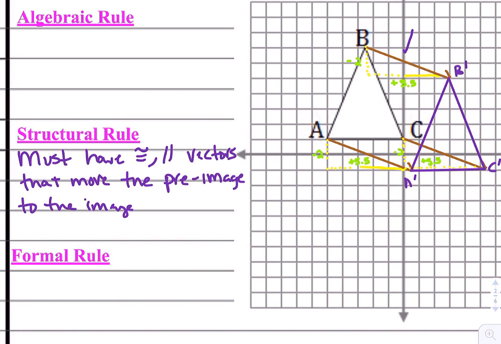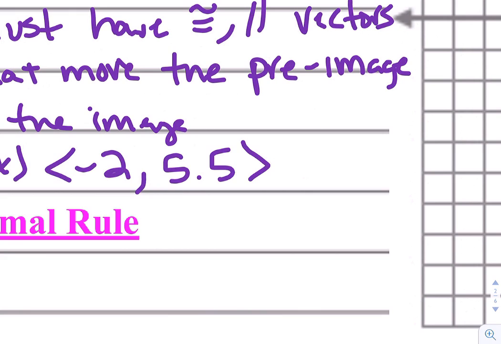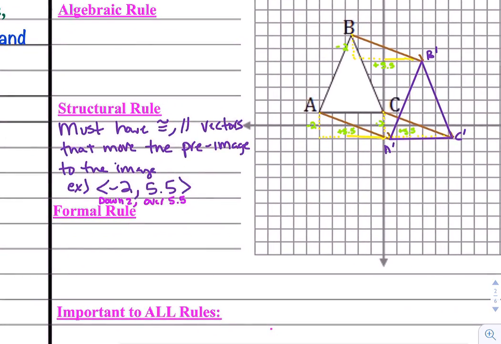The vectors I'm talking about are these brown lines that show the direct path from B to B prime, A to A prime, and C to C prime. For this particular example, the vector we're looking at is -2, 5.5, because that's how it moves. If you remember from the investigation, this just means down 2 and then over 5.5.